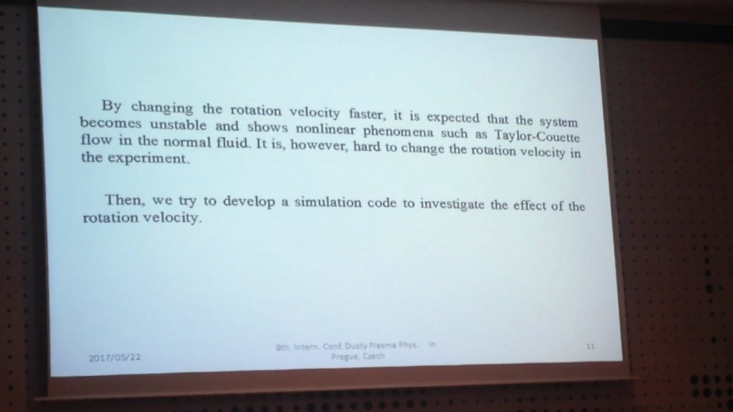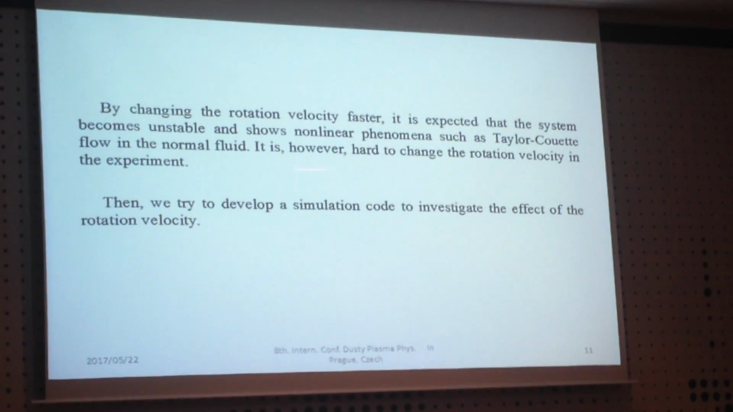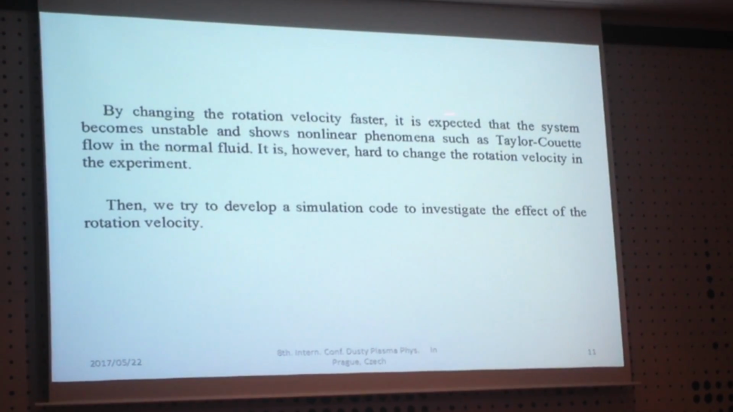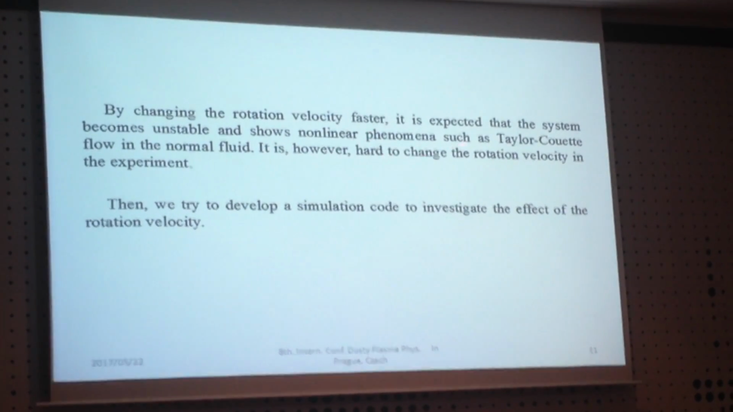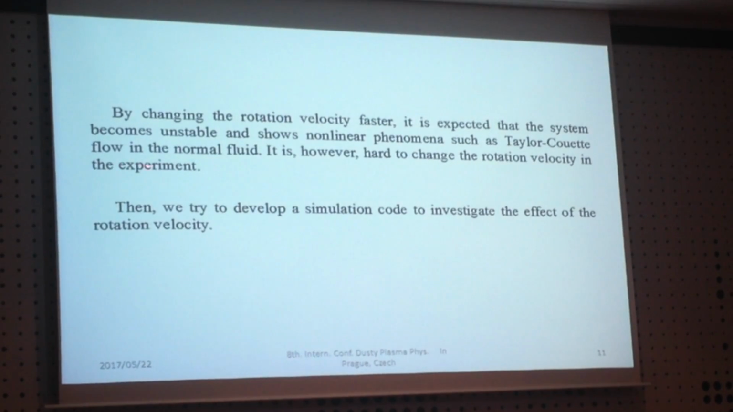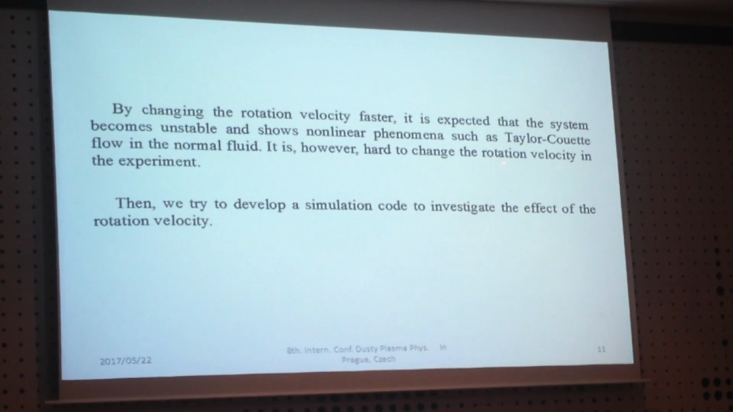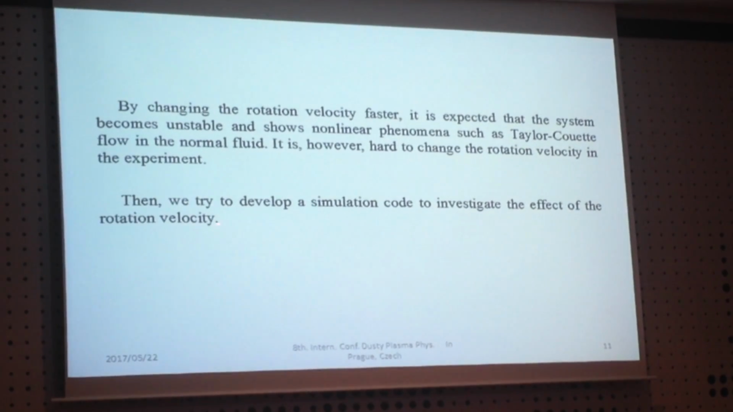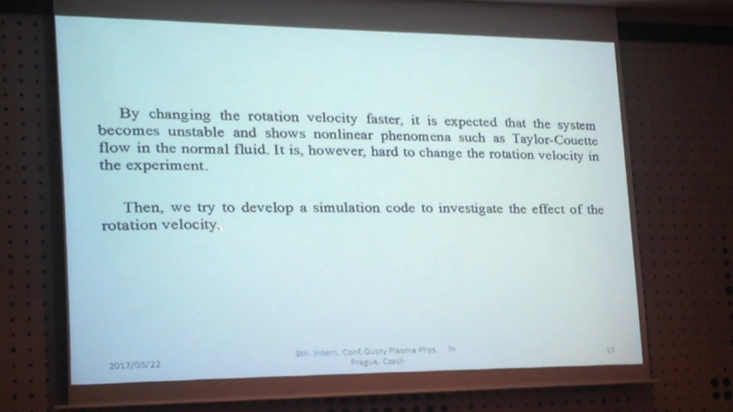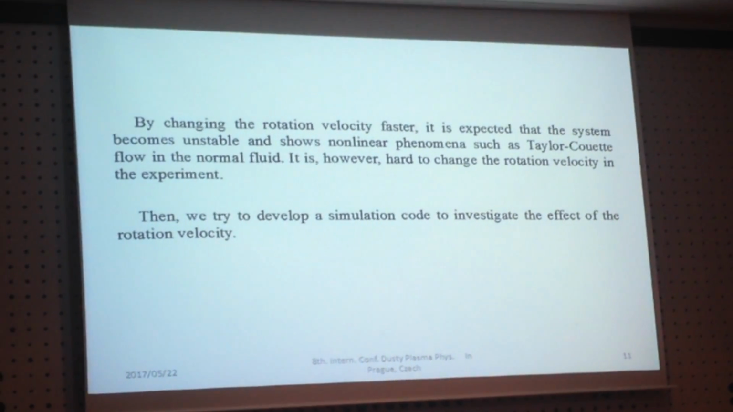So then, from here is a new point. When changing the rotational velocity, it is expected that the system becomes unstable and shows nonlinear phenomena such as Taylor flow and normal flow. It is, however, hard to change the rotation velocity in experiment. So then we try to develop a simulation code to investigate the effect of the rotation velocity.